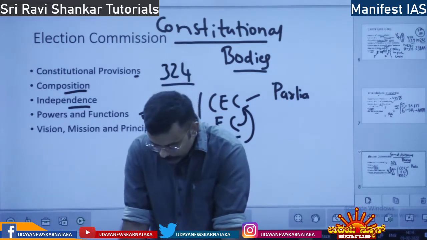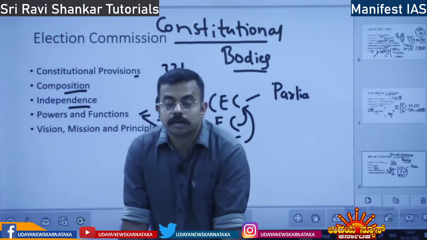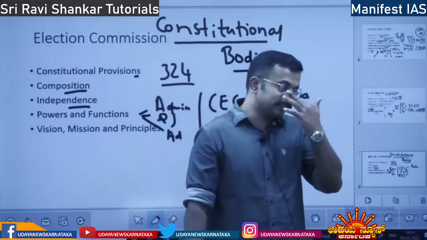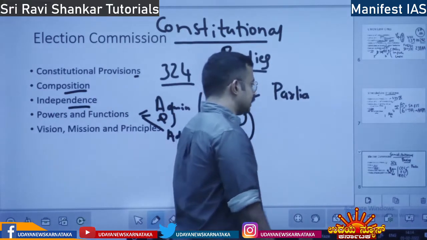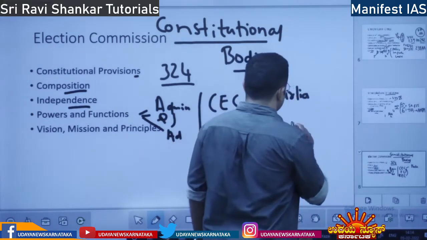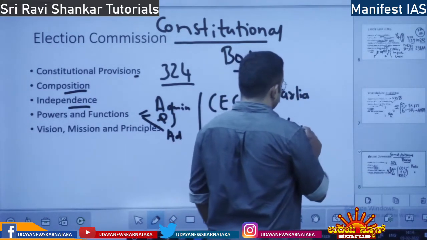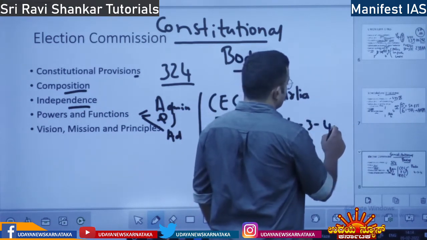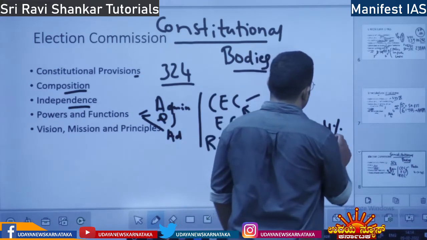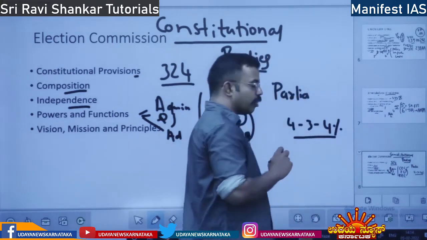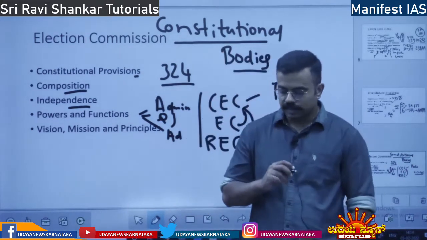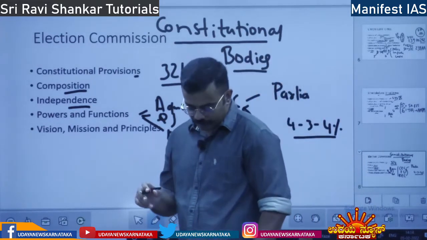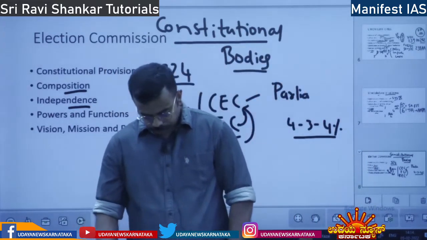Certain parties are considered national parties. What are the conditions? We will look at it in the chapter on the party system. There is a condition that if a party wins in 4 states with at least 3 seats and secures 4% of votes, this party can be called a national party. Similarly, for a state party, different conditions are there.